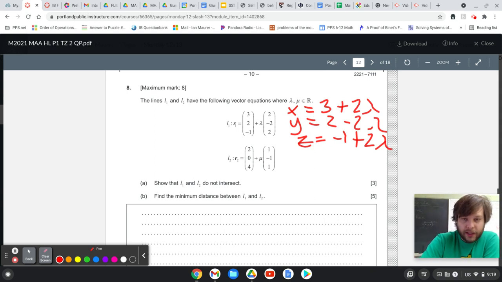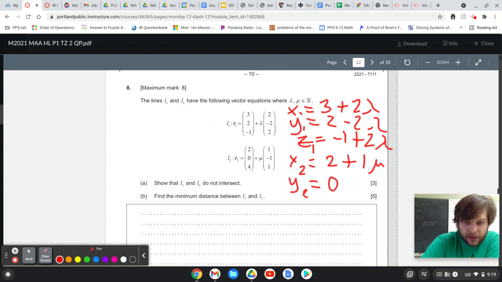Similarly with the other line, so I guess I could call these x1, y1, z1. With the other line, I have the x coordinate is 2 plus 1 mu. I guess the 1 is redundant. The y coordinate is 0 minus mu. And the z coordinate is 4 plus mu.